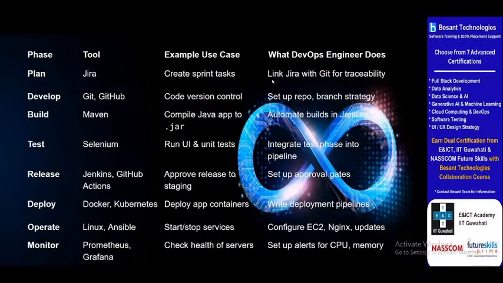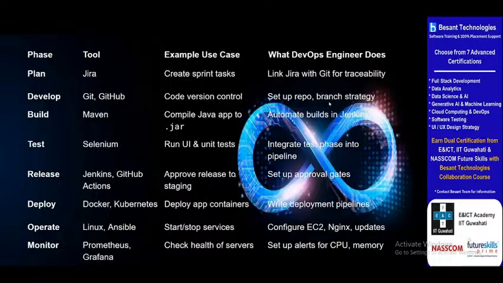So again, what is the role of a DevOps engineer? They link Jira with Git for traceability. For that we require Git and GitHub for the developers. It's version control. So we require it for the repo. Repo is something called a repository. Not to worry, when we deal with Git and GitHub, we will discuss it. Some branching strategies, all those things we require.